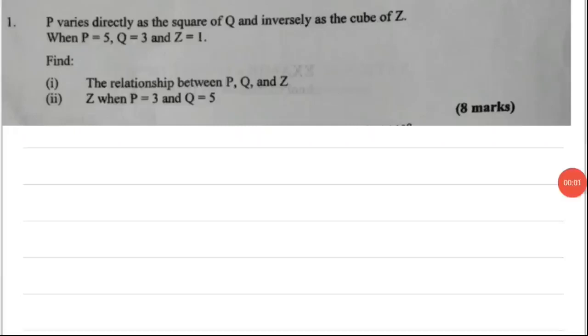One, NECO 2023 examination. These are the solutions. Number one: say P varies directly as the square of Q and inversely as the cube of Z. When P is 5, Q is 3 and Z is 1, find the relationship between P, Q, and Z.